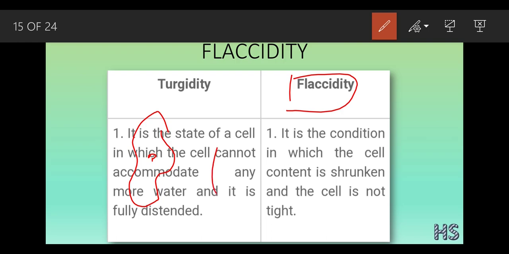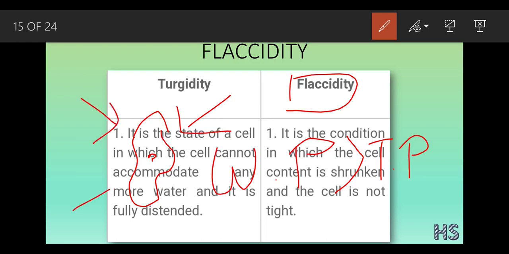Here the wall pressure is more than the turgor pressure. So because of this, the size of the cell gets shrunk.